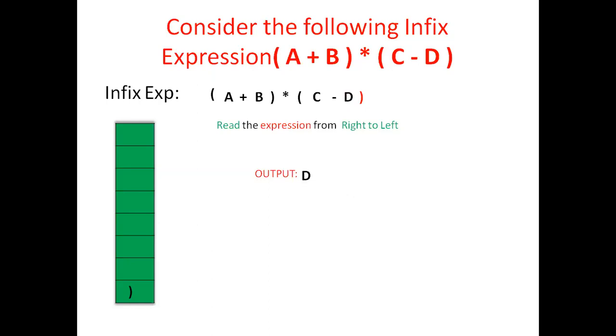Then the next symbol is minus, which is an operator. When the scanned symbol is an operator, check the conditions. Top equal to -1? No. Now check the condition: if the top operator is greater than or equal to our operator, only then can we pop the stack and print it to the output, and then push our operator into the stack. But here the stack operator is greater only when a left brace is reached. The right parenthesis has lower priority compared to this one, so minus has the higher priority. Simply insert our minus into the stack.